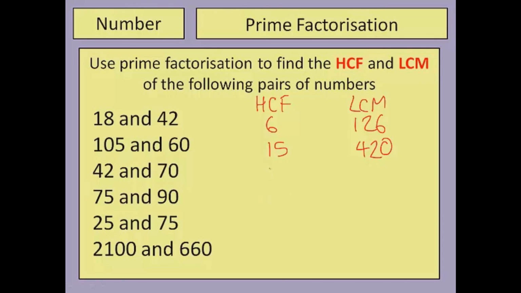For 42 and 70, you were after 14, and then 210. For 75 and 90, you were after 15, and 450. For 25 and 75, you're actually after 25 and 75. And for the final question, if you managed it, the highest common factor was 60, and the lowest common multiple is 23,100.